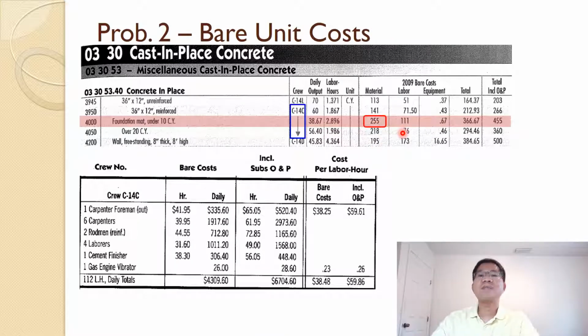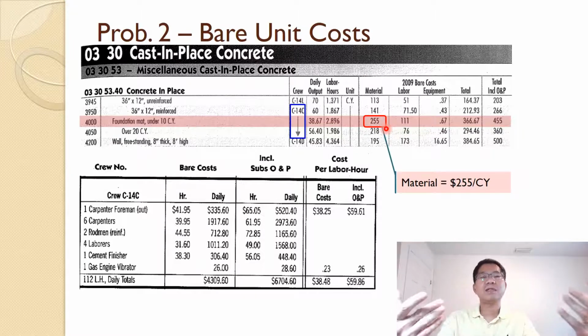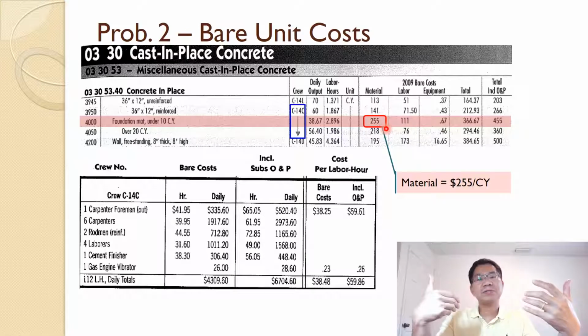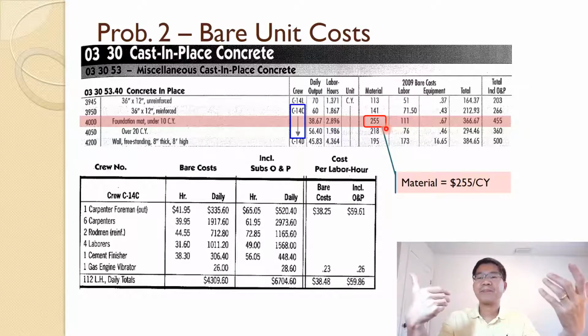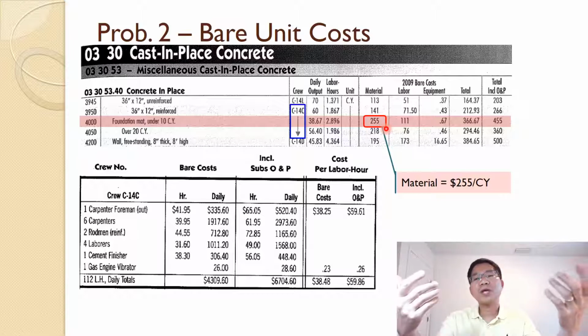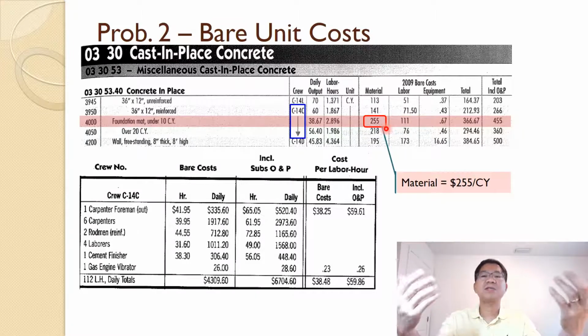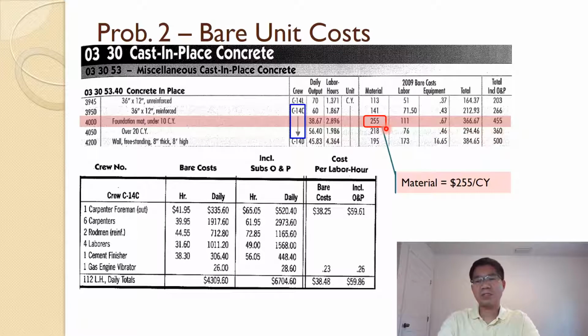Now the first one is the material, 255. Basically that material cost of 255 you call CMAX here. How much dollar do I have to pay for 1 cubic yard of ready-mix concrete? If they say that much, then that is the cost of the material. So the material is straightforward.